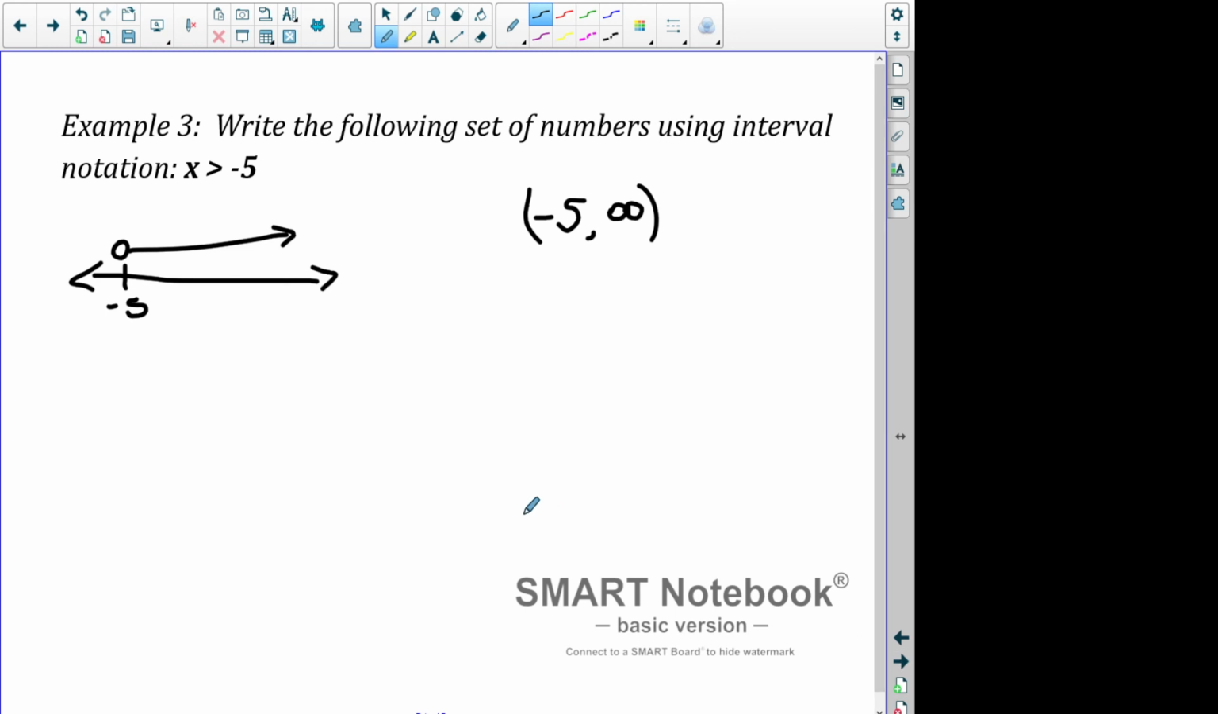Interval notation is a really handy way of doing it. Once you get used to the symbols and writing it out, it really is a simple and effective way of talking about a large group of numbers.